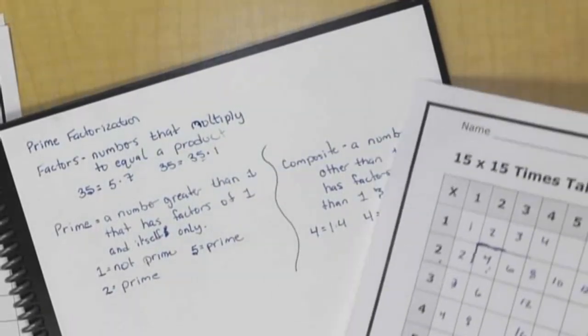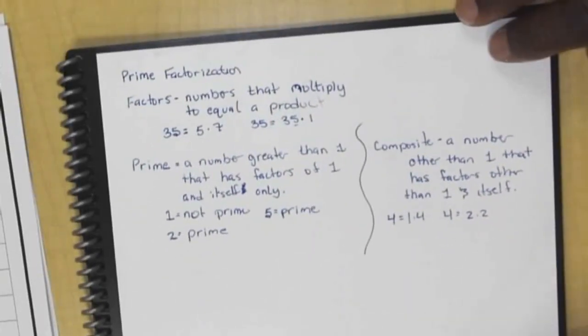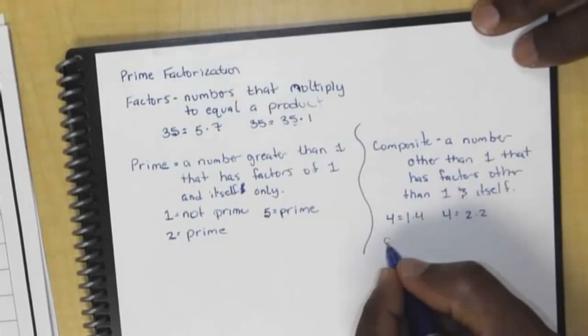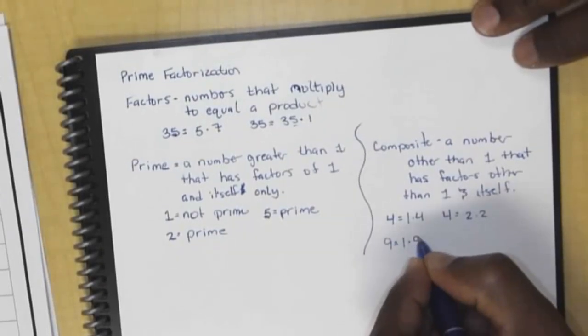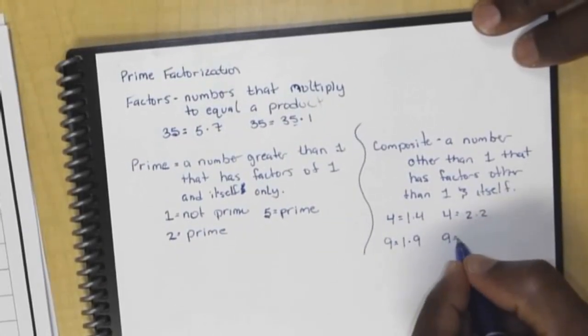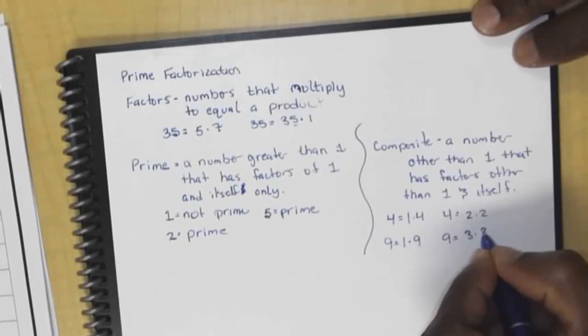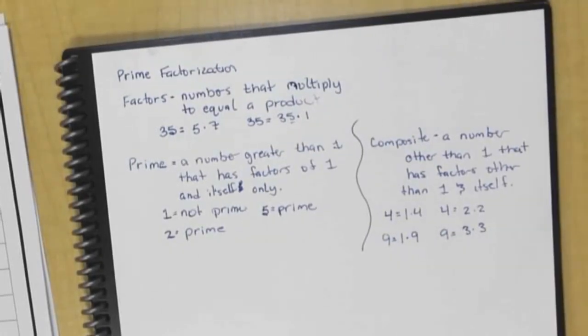So, a lot of people say, well, all the odd numbers are going to be prime. That's not true, because 9 is not only 1 times 9, but 9 is also what? 3 times 3. So 9, even though it's odd, is a composite number.